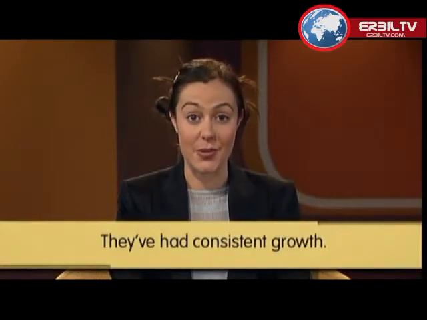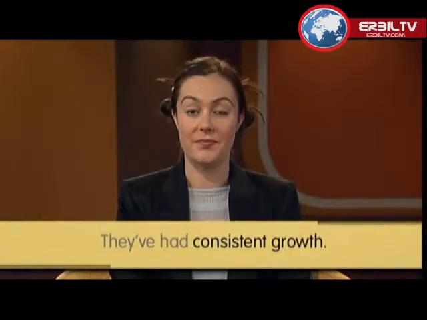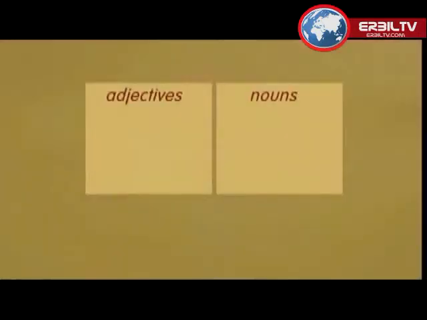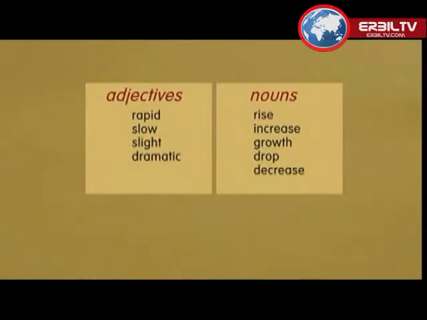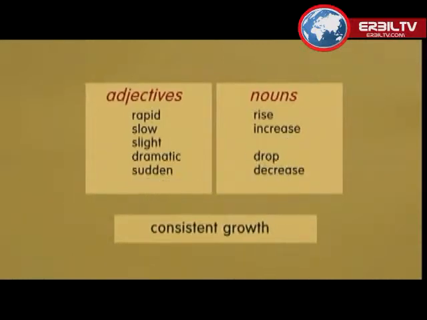He uses an adjective, consistent, with a noun, growth. Let's look at a table. To describe numbers going up, we can use nouns like the rise, the increase, or the growth. And to describe numbers going down, we can use the drop or the decrease. Then we've got adjectives to describe those nouns, like rapid, slow, slight, dramatic, sudden, or consistent. And we can put these together. A sudden rise, a slight decrease, a sudden drop, a consistent growth.